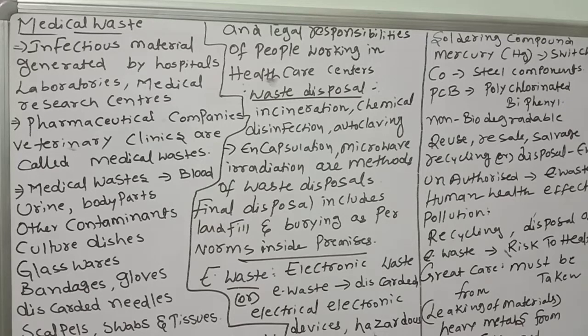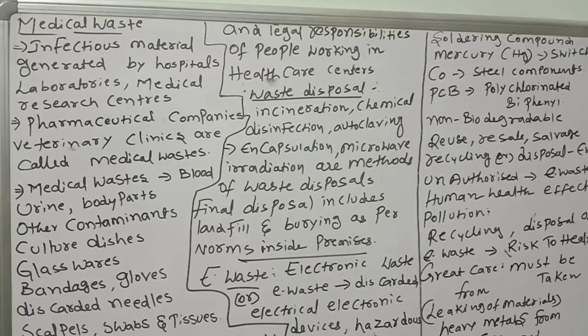There are four R's: reduce, refuse, reuse, recycle. What is the meaning of that? Reduce: better you stop excessive usage of electronics, too much electronics is not at all necessary. Reduce the usage of electronics.